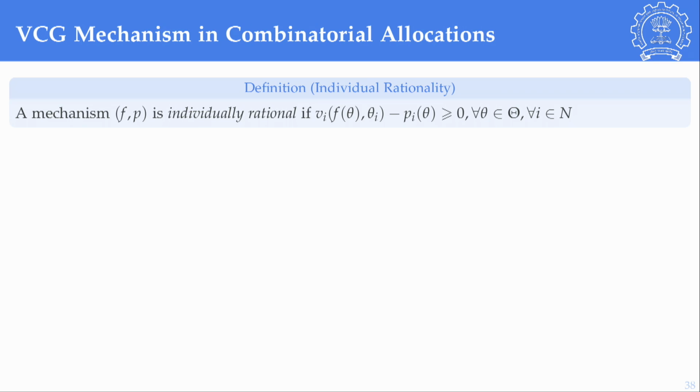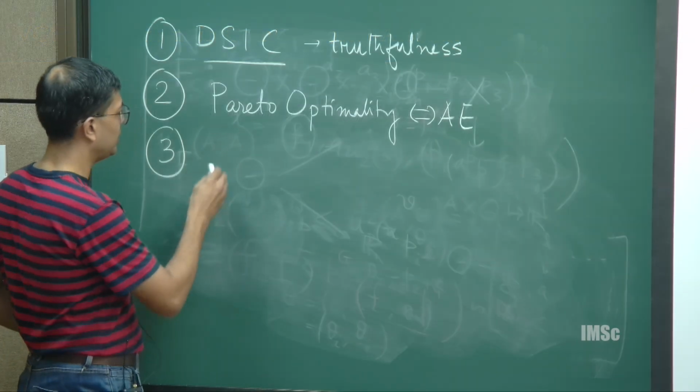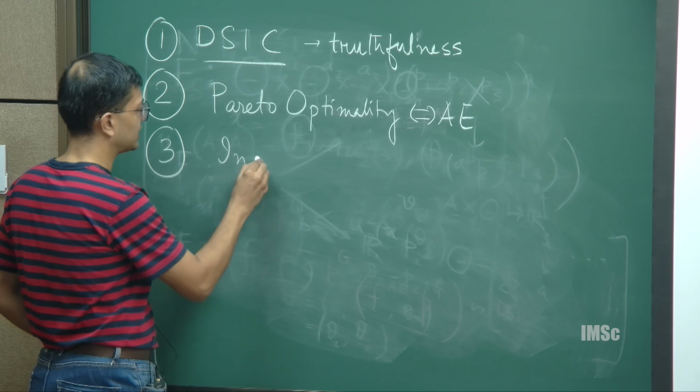Mechanism design talks about first listing down all the desirable properties and trying to see if we can satisfy those desirable properties in some equilibrium. So, in this list we will add a new one, which is called individual rationality.